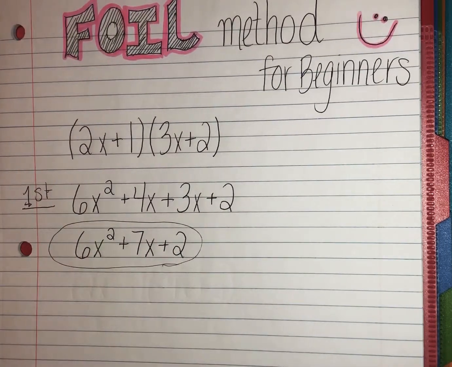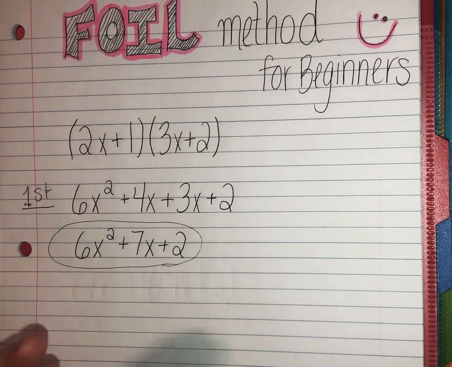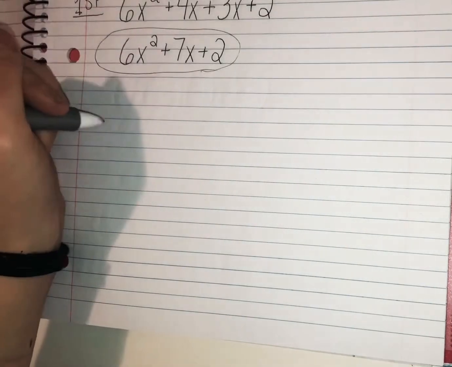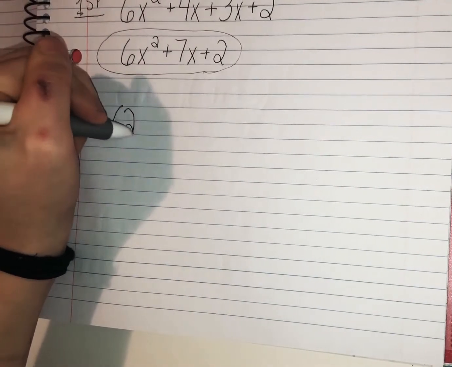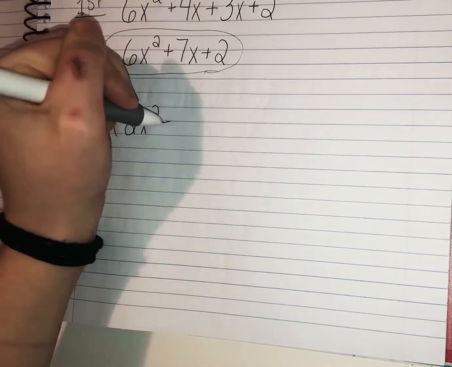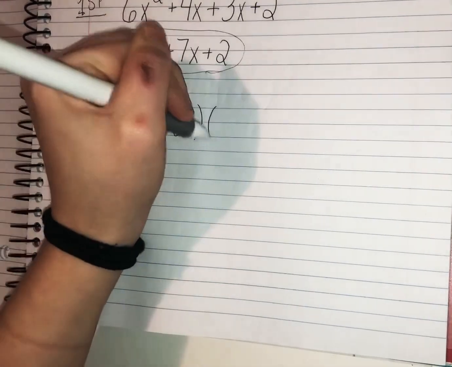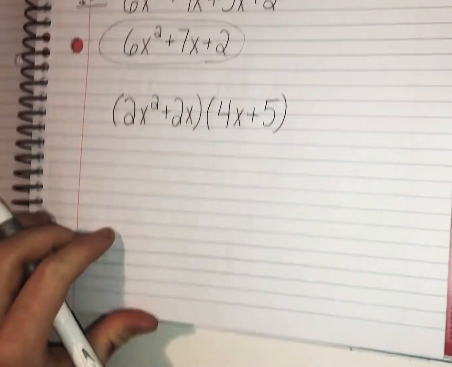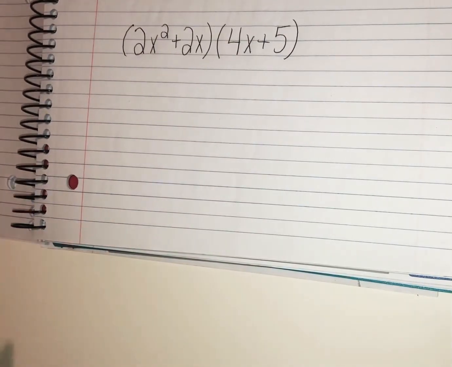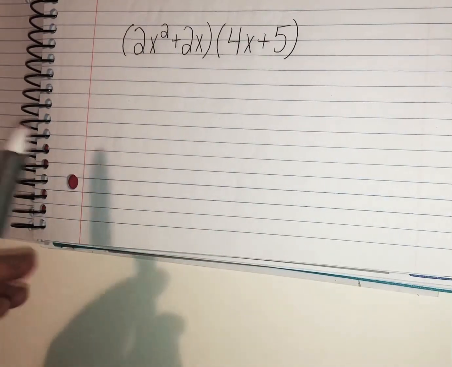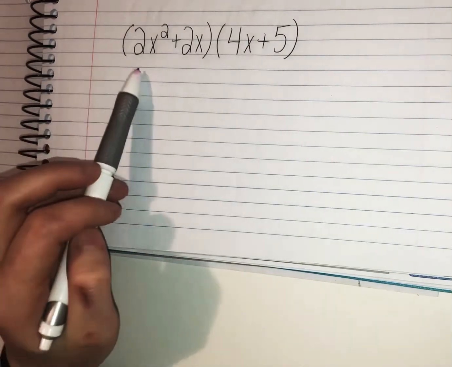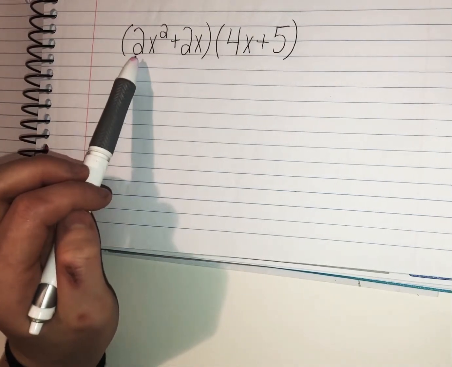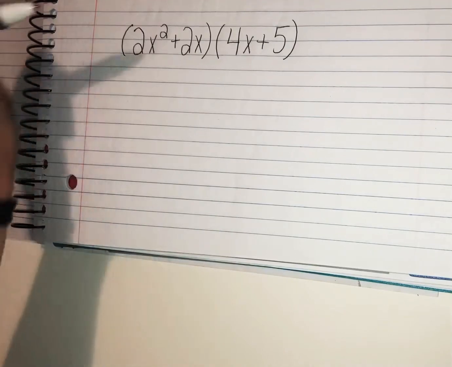Now I'm going to move on to an example that has more x's. I'm going to do 2x squared plus 2x and 4x plus 5. Alright, so we're going to do the same steps. Our first step was to use FOIL, so we're going to multiply the two first terms in each parentheses. That's what F stands for, first. So we'll do 2x squared times 4x.